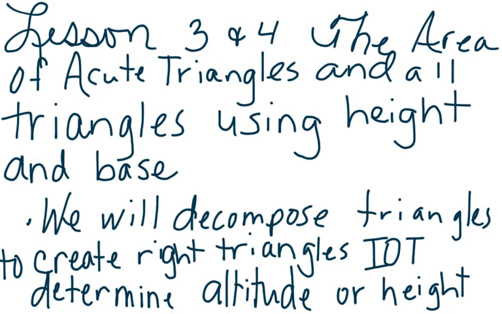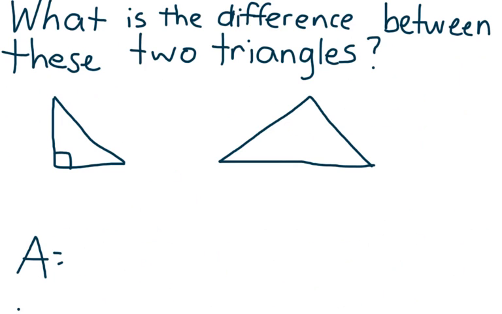Good morning. Today we are working on Module 5, Lessons 3 and 4, the area of acute triangles and all triangles using height and base. And we will decompose triangles to create right triangles in order to determine the altitude or height. Okay, so we're going to start with: what is the difference between these two triangles?